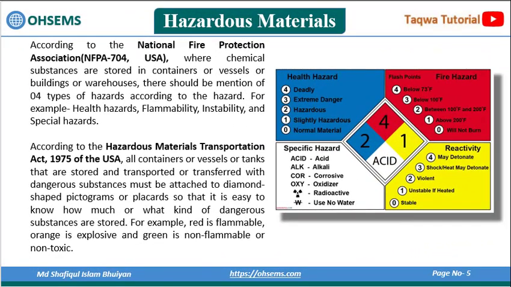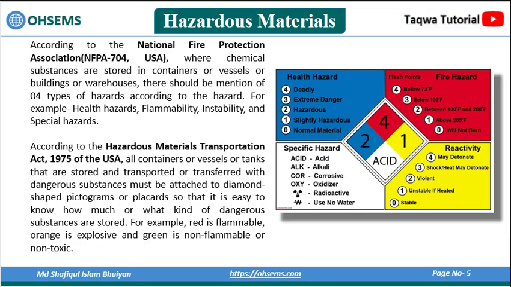According to the National Fire Protection Association, NFPA 704, USA, where chemical substances are stored in containers, vessels, buildings, or warehouses, there should be mention of 4 types of hazards. For example, health hazards, flammability, instability, and special hazards.